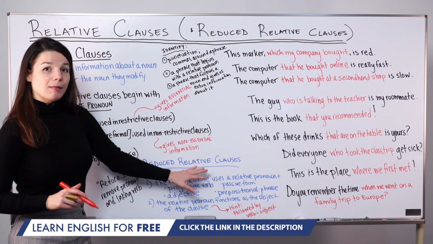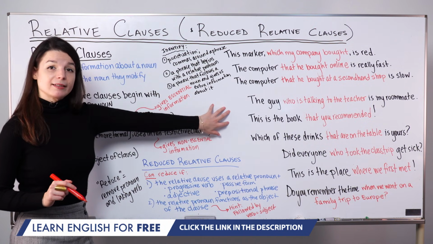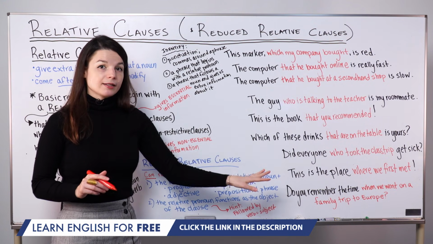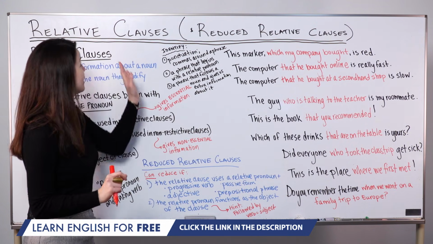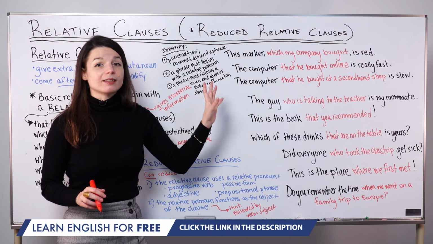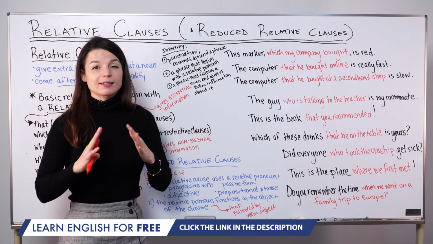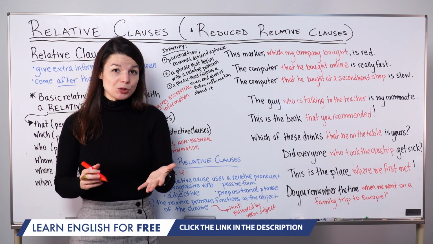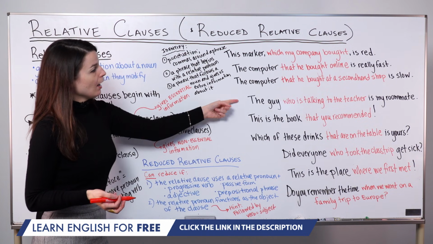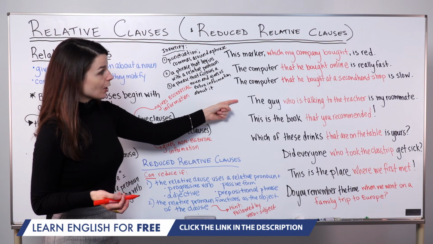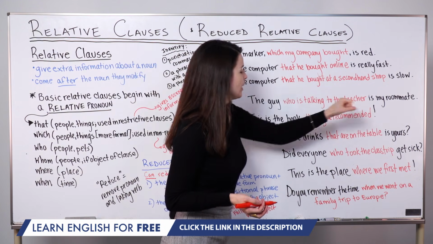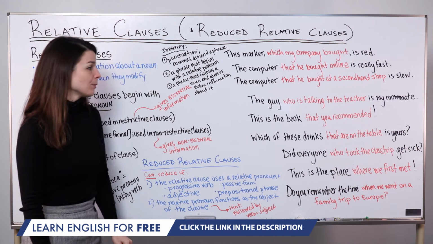So with this in mind, let's take a look at all of these example sentences. First, I want to say all of these sentences are correct. There's no difference in meaning between a regular relative clause and a reduced relative clause. They mean exactly the same thing. We're just making the sentence a little bit shorter. So it's up to you to choose which you prefer. Let's look at an example. First, the guy who is talking to the teacher is my roommate. So here's my relative clause, who is talking to the teacher. The guy who is talking to the teacher is my roommate.